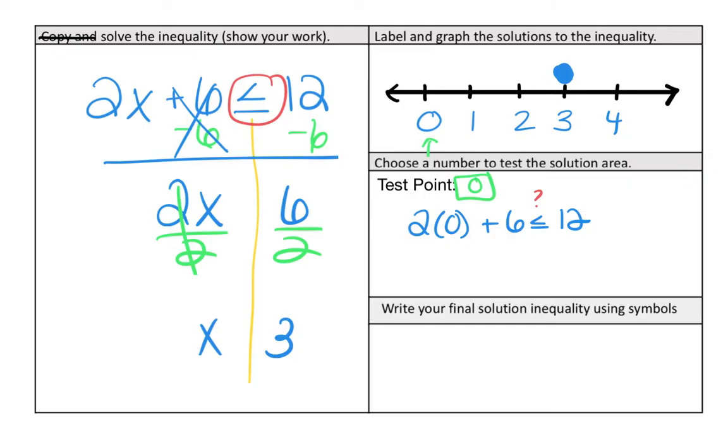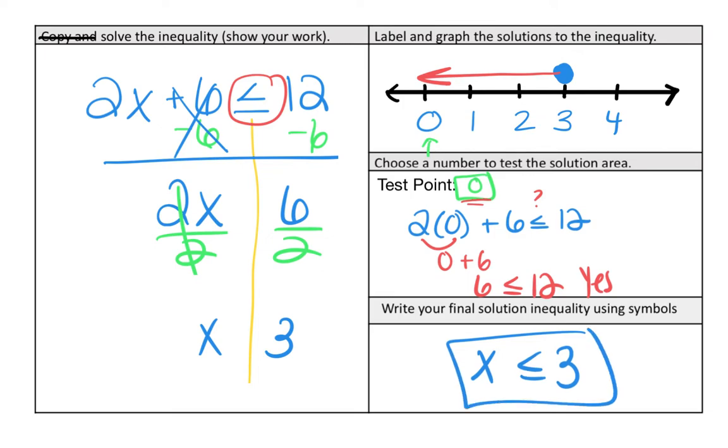All right, so now I'm just going to go 2 times 0, well, that's 0, plus 6 leaves me with 6. So is 6 less than or equal to 12? Well, yes it is. 0 is a point that's going to work on here. Well, guys, if 0 works, that means everything on this side of our boundary point works. So our solution looks like that. It's a closed dot at 3 with an arrow going towards the left. Okay, now how do I say that? Well, those are all the numbers that are less than or equal to 3. So I'm going to put that in as my final answer. x is less than or equal to 3.